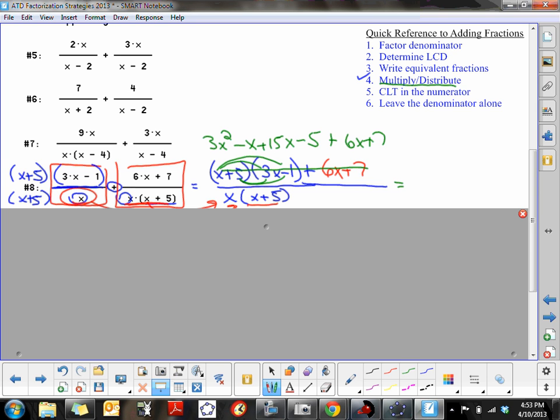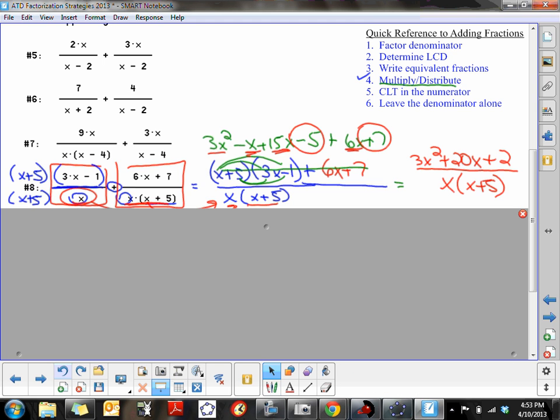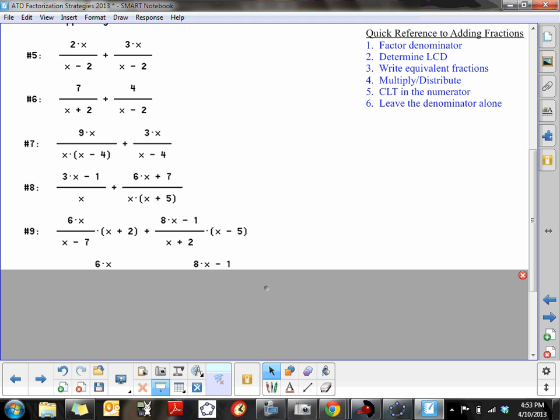Now we want to collect our like terms in the numerator. There aren't any other x squared terms, so all we have is 3x squared. We have a negative x, a positive 15x, and a positive 6x, so we've got 21 of them minus 1, which is 20x. Then we collect our constants, which is 7 minus 5, which is 2. So plus 2, all over your least common denominator of x times x plus 5. Right now we're just getting our feet wet and starting to see some of the diversity of it.